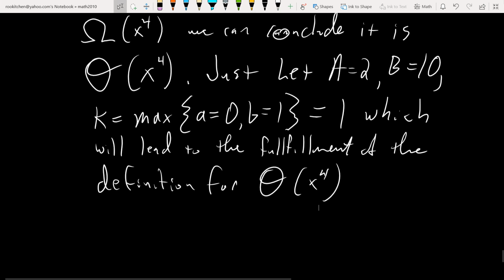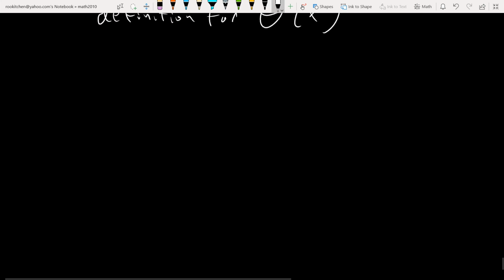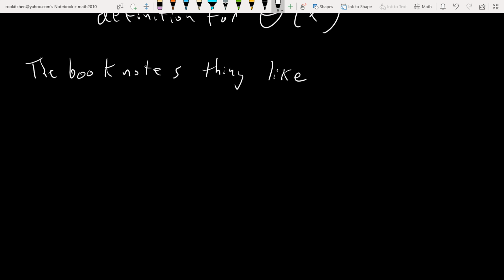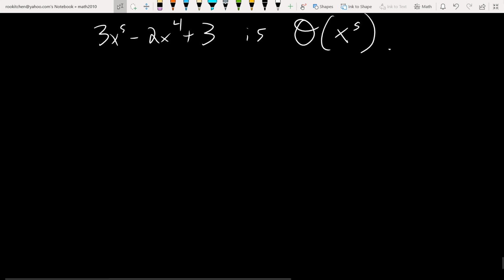From this point on, the book will carry on with this exploration, and it'll convince you that even if you have a polynomial that doesn't have all positive terms, for example, let's say 3x to the fifth minus 2x to the fourth plus 3, even though it has a negative sign in there, you can adapt the arguments to make sense of this thing, and it'll end up being big theta of x to the fifth. I'm not going to go through that. It's a little complicated, and I think we can probably stomach the end conclusion.